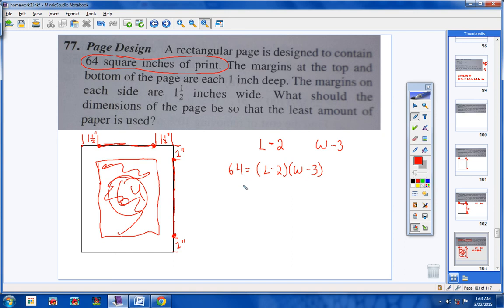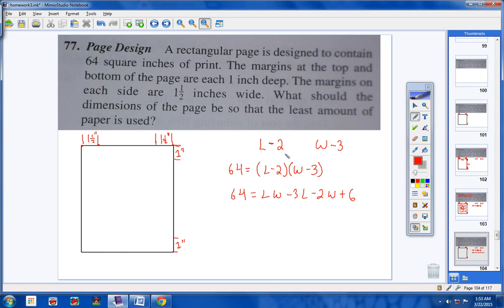Now just watch what I'm doing here, see if you can follow along, okay? If you simplify, you'll get this. L times W, L times negative 3 gives you this and this. Negative 2 times W, negative 2 times negative 3 gives you this and this. Now I want to solve for L, and you'll see why in a second. If you'll trust me and take notes on this and just watch, you will see why we're going to do that, okay? We're going to solve for L.